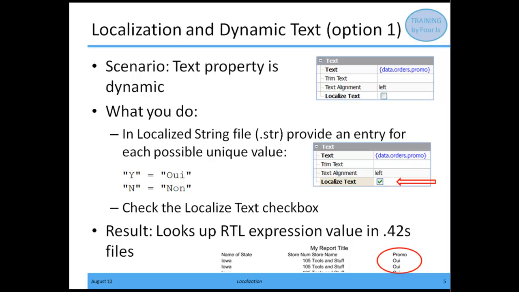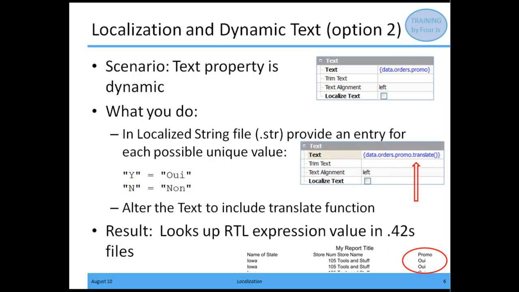If you're localizing dynamic text that's being brought in according to your RTL expression, then the text property is dynamic. Here we have the text being defined as the value for the data.orders.promo field. In your localized string file, you need to provide an entry for each possible unique value. In this example, our values are either going to be a y or an n, and you need to provide the translation for y and the translation for n. Once these are defined in your string file and your string file is compiled, if you check the localized text checkbox, when it comes time to produce the report, it's going to look up the RTL expression value in our 42s file, and it's going to output that to the report.